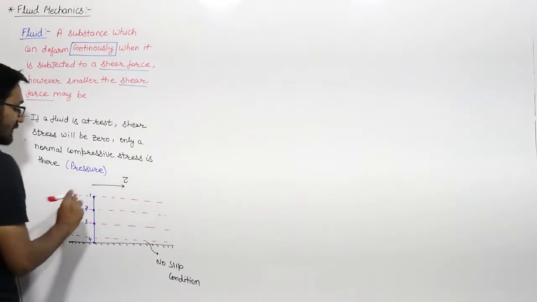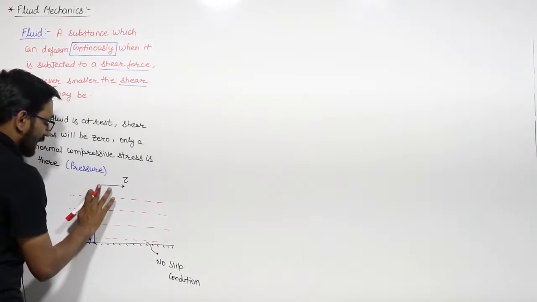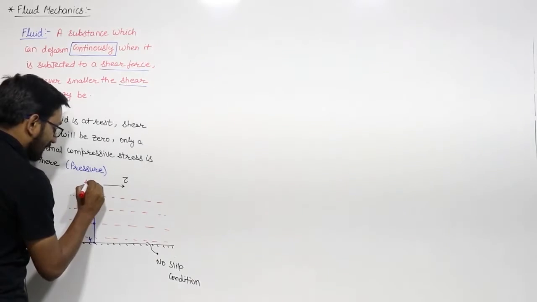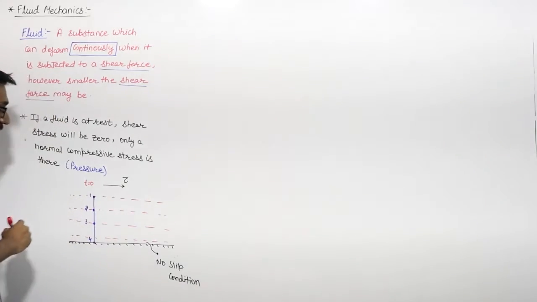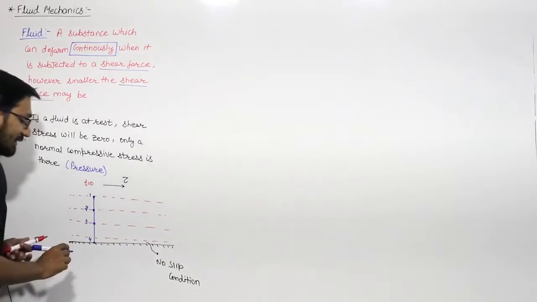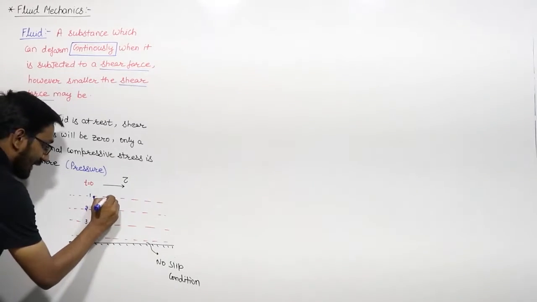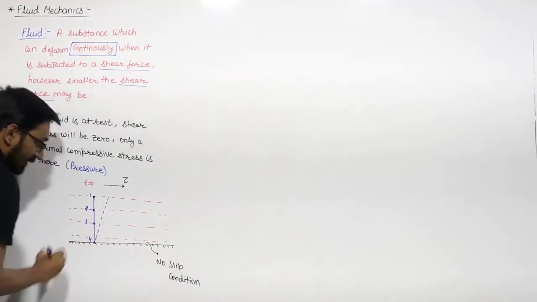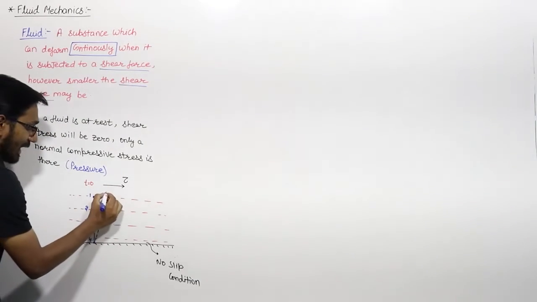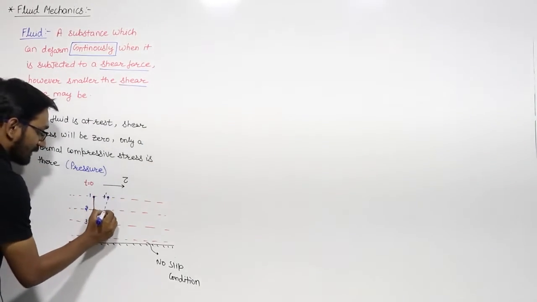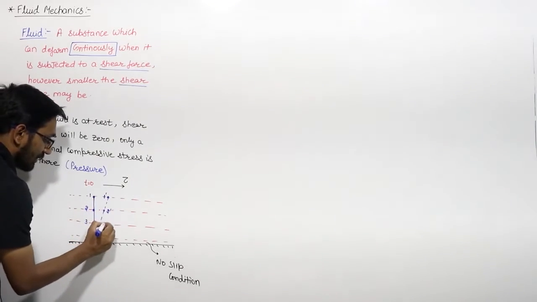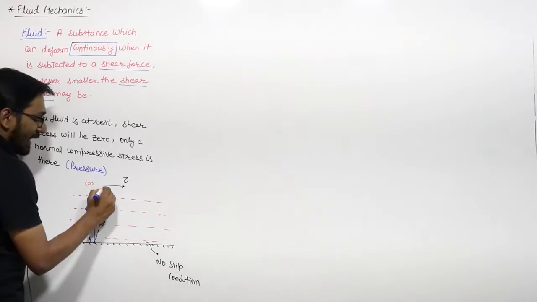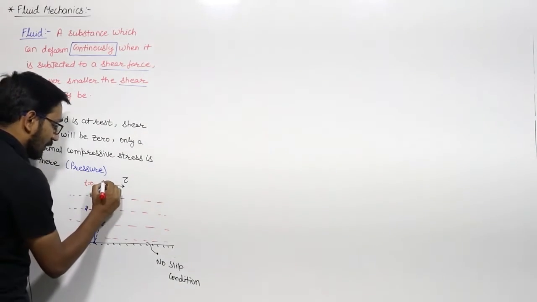Now let us say this is at time t equal to 0 seconds. When time is 0, this is the condition. If time is 1 second, let us say the fluid will flow and these particles will be like this. Let us say this is 1 dash, this is 2 dash, this is 3 dash, and so on. This is the condition when time is equal to 1 second.